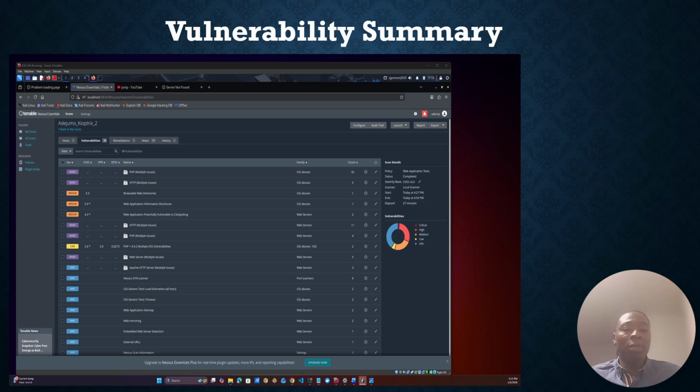The vulnerabilities span across plugin families such as web servers and port scanners, with CVSS version 3.0 used for security scoring. This result confirmed that the target system is misconfigured and vulnerable to both server-side and application layer exploits. This data supports my flaw hypothesis and guides the next phase of root cause analysis and mitigation planning.